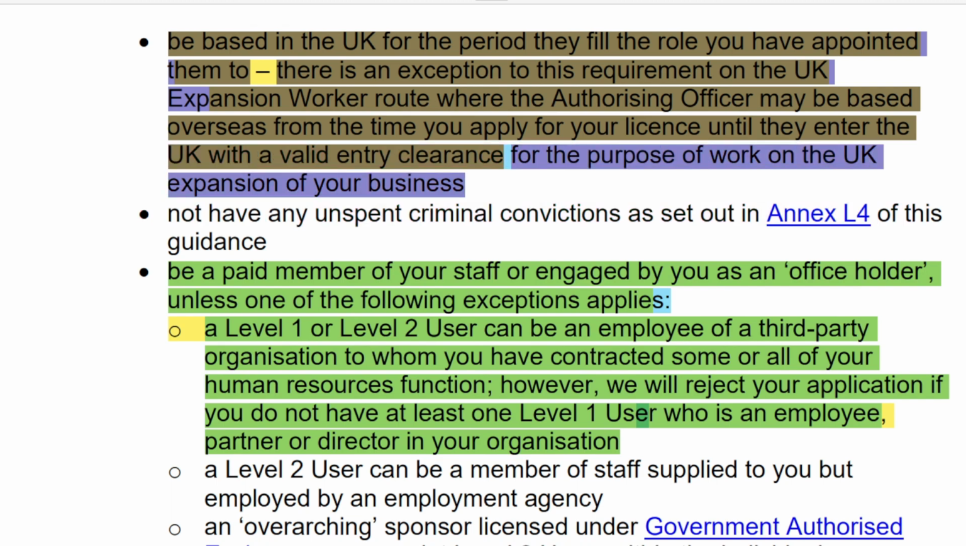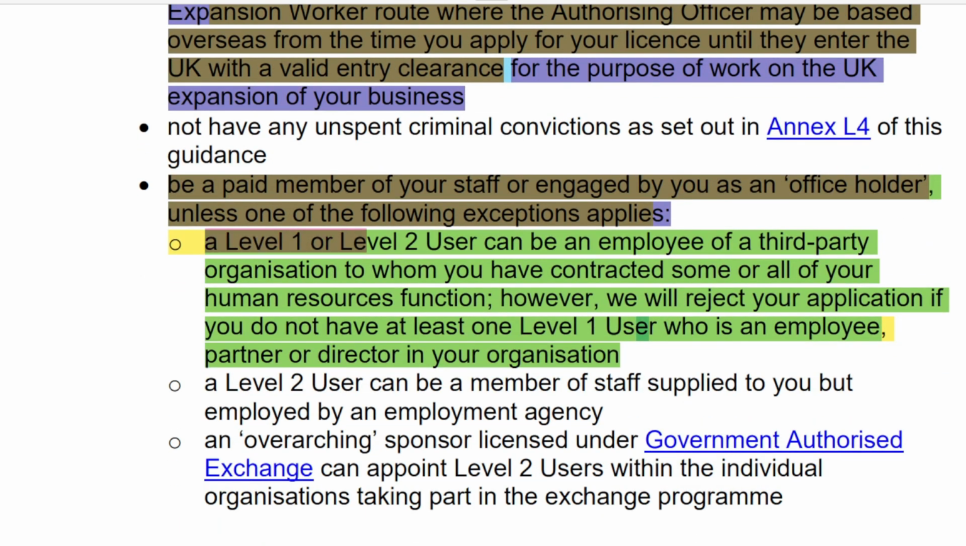Okay. Further, it says be a paid member of your staff or engaged by you as an office holder unless one of the following exceptions applies. A level 1 or level 2 user can be an employee or a third party organization to whom you have contracted some or all of your human resource functions. However, we will reject your application if you do not have at least one level 1 user who is an employee, partner, or director in your organization. So you need to understand that your level 1 user is very important. If you don't have that, the Home Office can refuse your application.